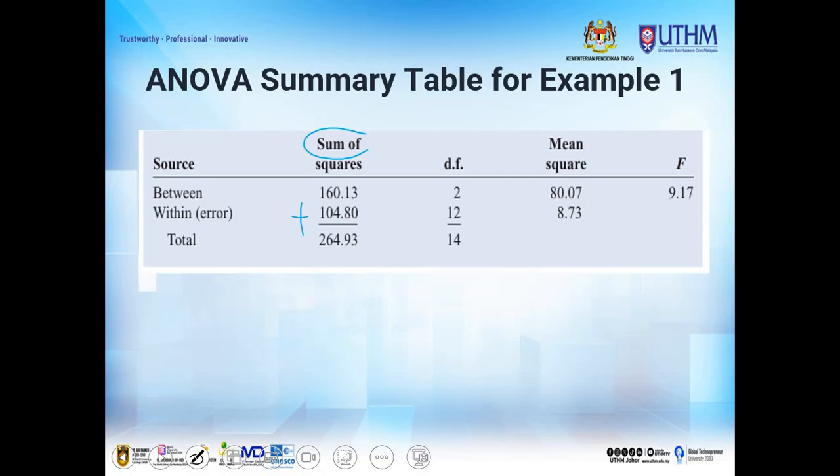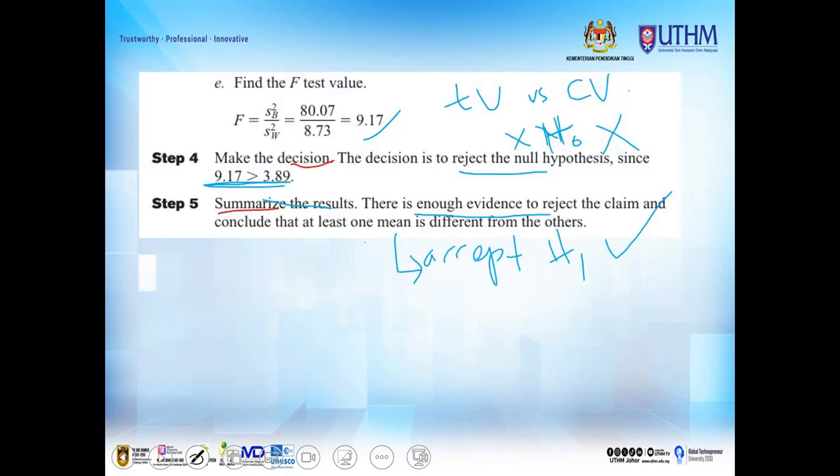Degrees of freedom, the first one is 2, second one is 12, so total is 14. So the mean square value will be 80.07 for between, and within you got 8.73. So the F value will be 9.17. This one is the test value. Can you see this? 9.17.